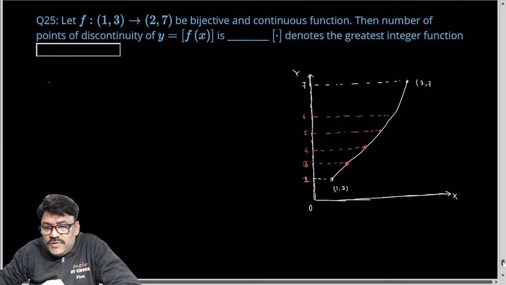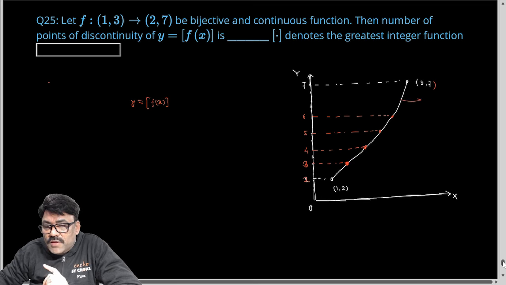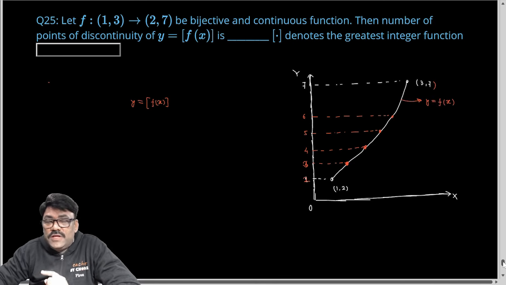Because at each of these points, I'm checking the continuity of the function, the integral part of f(x). This is the function I'm talking about. And this graph is y equals f(x). But your function is not f(x). Your function is the integral part of f(x).